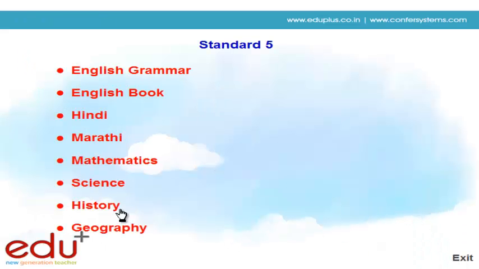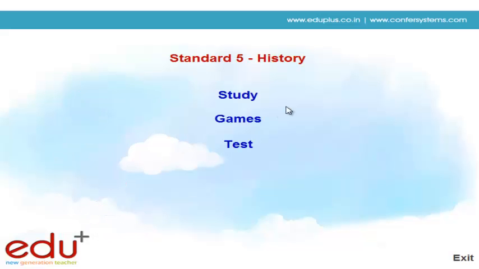After finishing the science subject, we turn to the next subject, history. In the history subject, there are 3 parts: study, games and test. Let's see the first section, study.